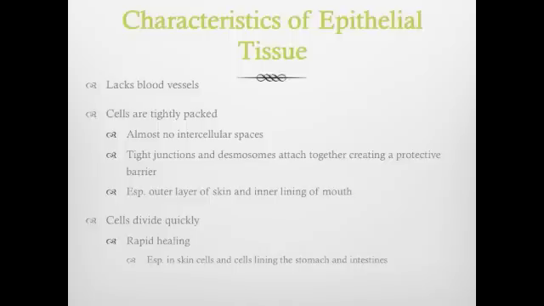Another characteristic is that the cells divide rapidly. This causes a rapid healing process, which is also important to the epithelial tissue protective structure because it can replace any damaged cells efficiently. Many are located in the skin cells and the lining of the stomach and intestines because they are organs that are constantly being damaged and need to be repaired quickly.